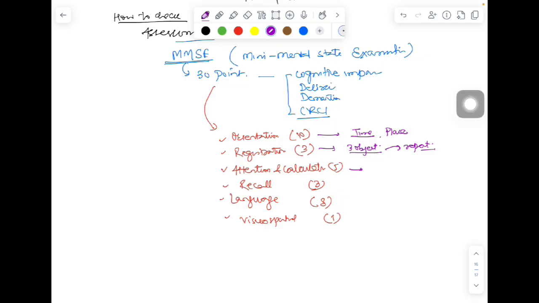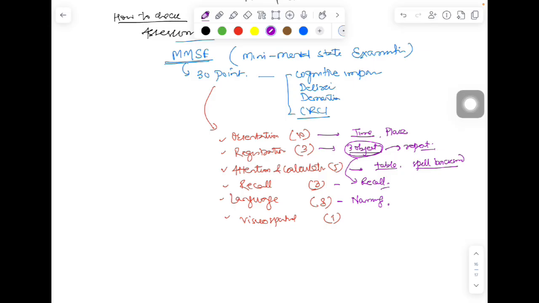Now attention and calculation. You can do tables, table of 3, table of 5. Or spell backward. Like we are seeing CAR, car, then spell it backward, it is RAC. These tables of 3, 5, 7, anything, are all higher functions. Recall: a few minutes back we gave 3 objects, tell them to recall what 3 we were discussing.